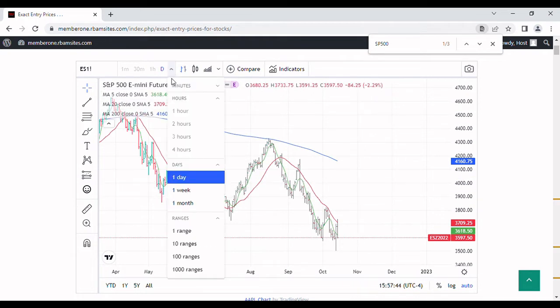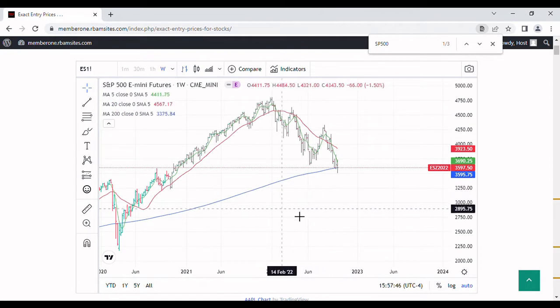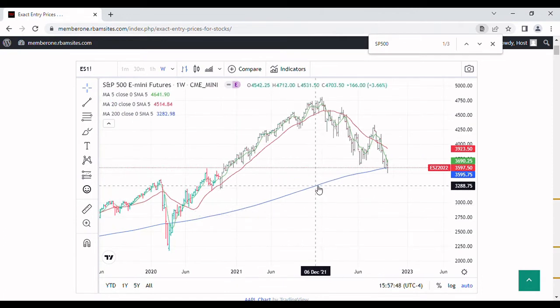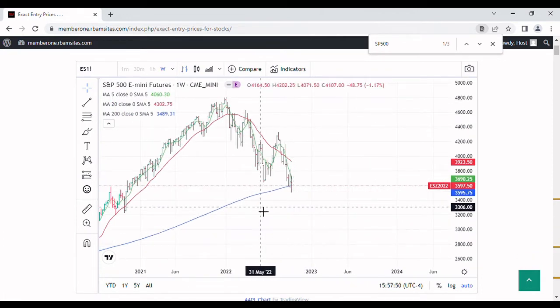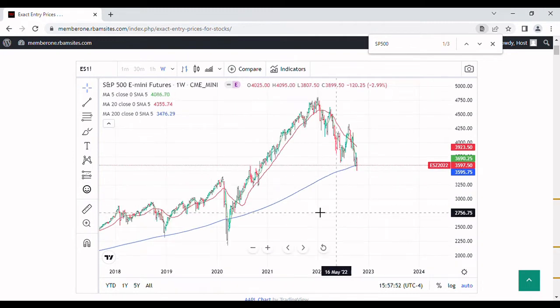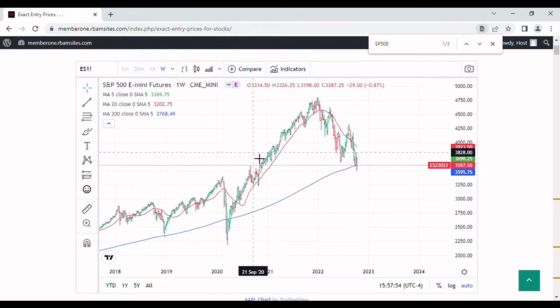Let's take a look at the downside scenario real quick by switching to a weekly chart. This is a weekly chart, 200-week moving average in blue, and you can see that the next support level down here is right here, and that's from back in September 2020.